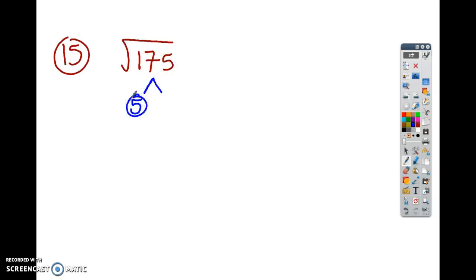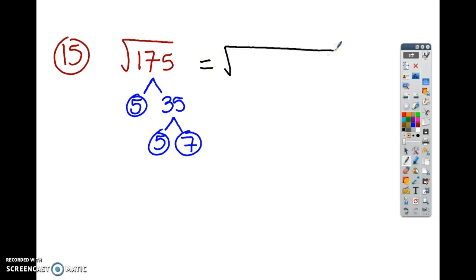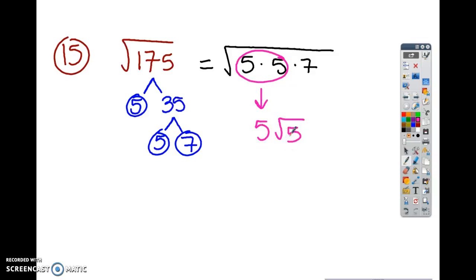So if you do 175 divided by 5 in the calculator, that gives you 35. 35 can also be divided by 5. That gives you 7. And all of those are prime numbers, so you don't have to continue anymore. Put all of them under the radical. 5 times 5 times 7. And only a pair of 5's can come out. So that's 5 square root of 7 is your final answer.